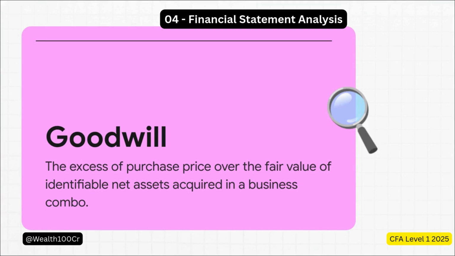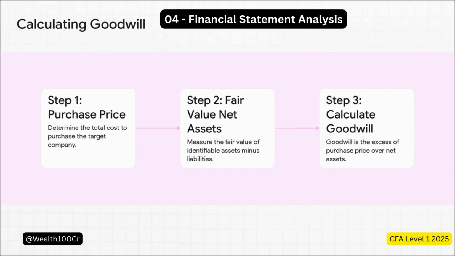We're talking about a fantastic reputation, a super loyal customer base, a brilliant management team, or just the synergies you expect to get from the deal. It's the extra cash an acquirer pays over and above the fair market value of the company's identifiable net assets. And calculating it is actually pretty straightforward. It's a three-step process.